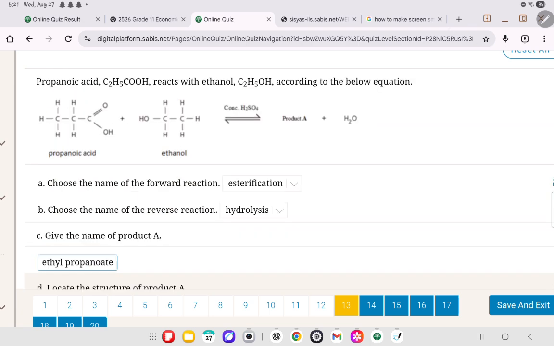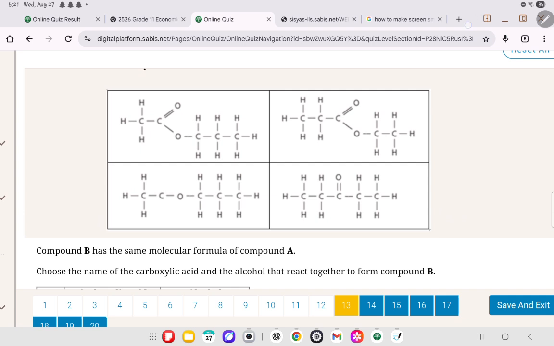Then, for the ethanol, we have 2 carbons at the end. If you go down, this has 2 carbons at the end, and this has 2 carbons at the end. So, which one is correct? They both have 3 and 2. All you need to know is that whenever you are dealing with the ester bond, you are going to be seeing this. If you don't see this, then it's not an ester bond. But if you see this, that means it's directly an ester bond.